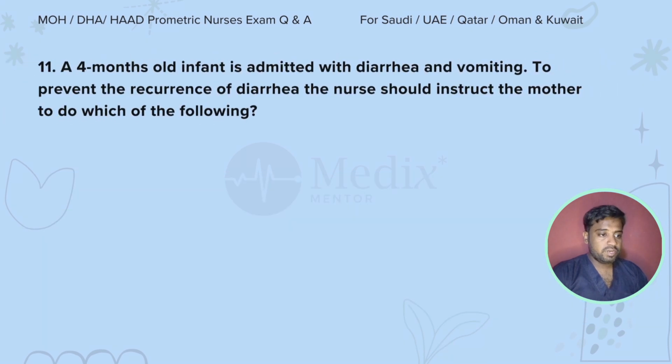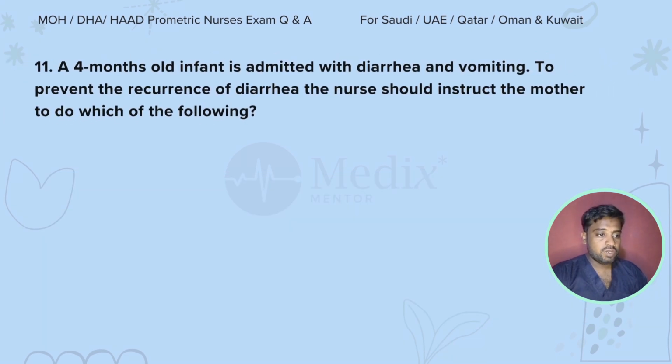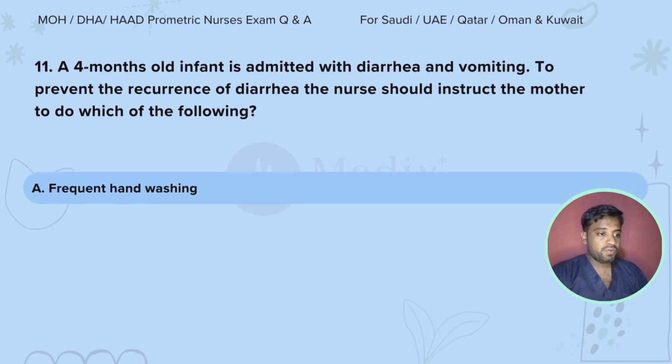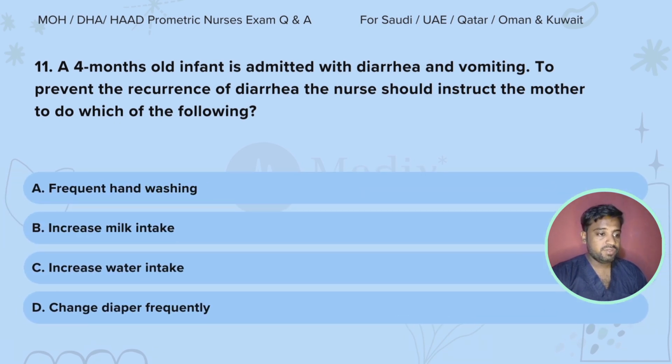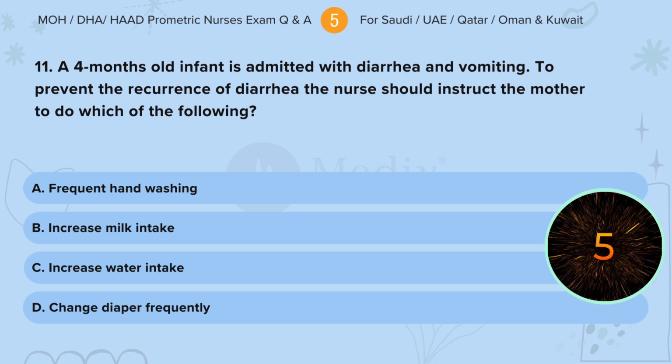Let's begin the question number 11. A 4-month-old infant is admitted with diarrhea and vomiting. To prevent the recurrence of the diarrhea, the nurse should instruct the mother to do which of the following? A. Frequent hand washing. B. Increase milk intake. C. Increase water intake. D. Change diaper frequently.